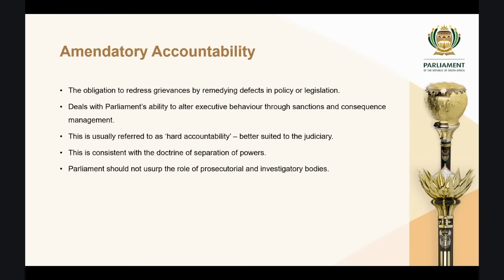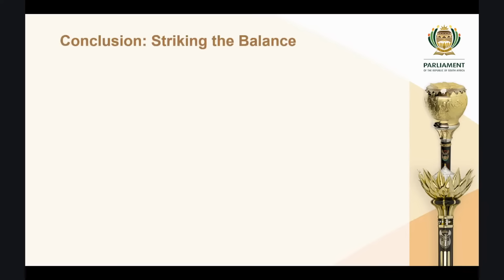Chair, I think we've said there is no universal model of separation of powers. However, the principle of separation of powers recognizes the functional independence of branches of government and prevents the branches of government from usurping power from one another. And we say Parliament should not usurp the role of prosecutorial and investigatory bodies. And we say doing so would conflict with Parliament's core mandate, which is to make, amend, and repeal laws.